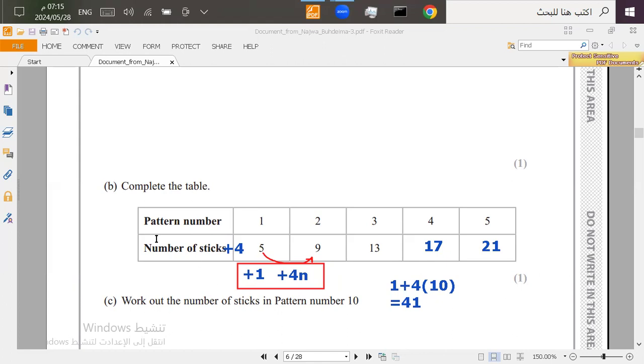And this is the idea of answering a question like this. Because this is a sequence, we can find the nth term and use it. Now let's move on to the next question.